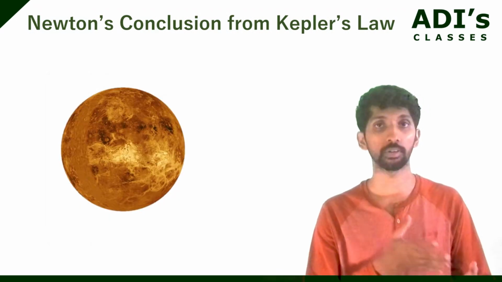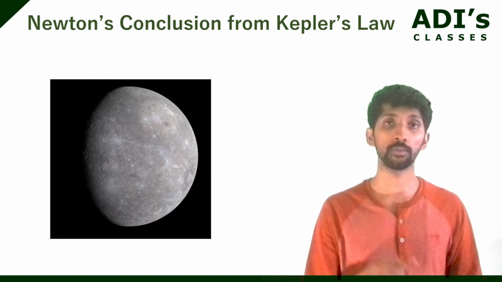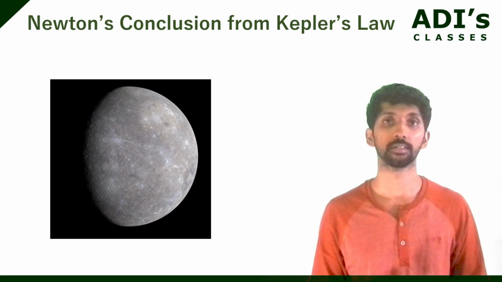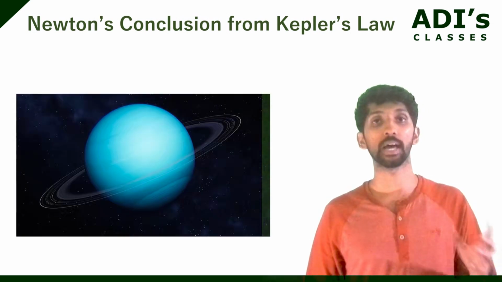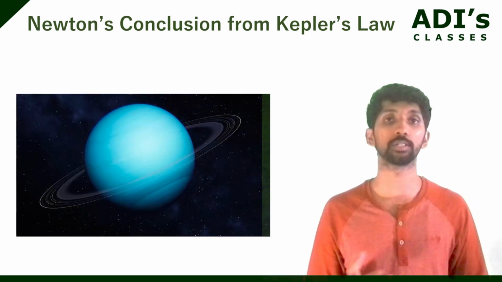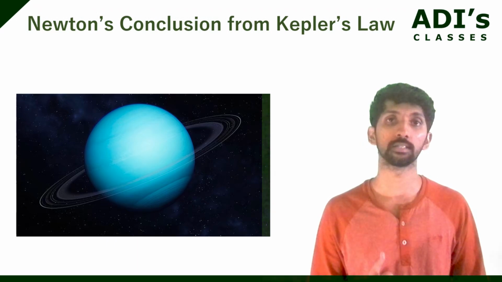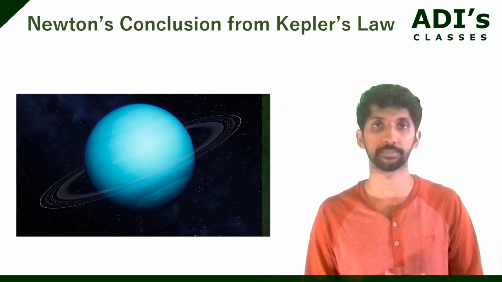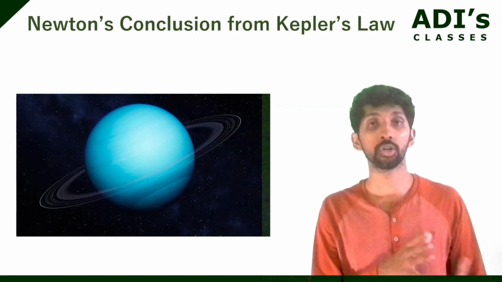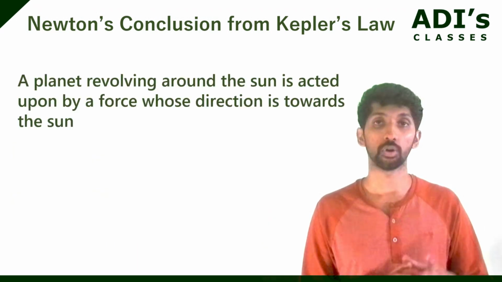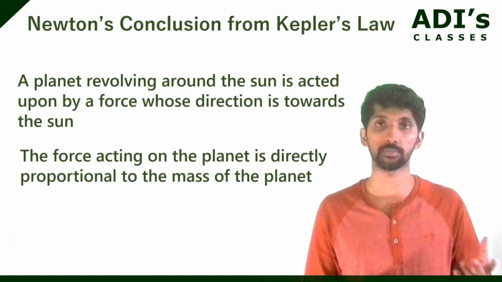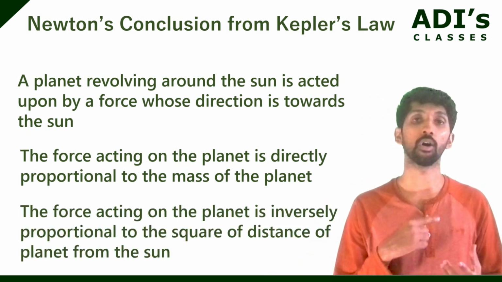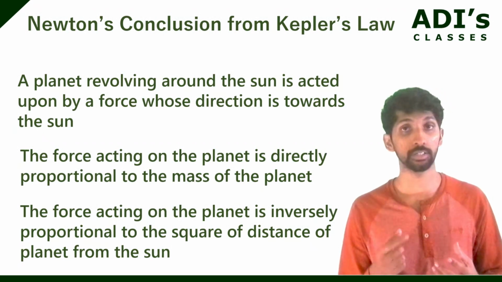For example, Mercury and Venus, which are very close to the sun, revolve with very high speed, because the force of attraction by the sun is very high. Whereas the planets which are very far, like Uranus and Neptune, the force by the sun is very less. They revolve around the sun at a much slower rate compared to the inner planets. All these things Newton concluded from Kepler's law. So these are the three important conclusions: closer they are, more force; more the mass, more force; and they all revolve around the sun, their force direction is towards the sun.